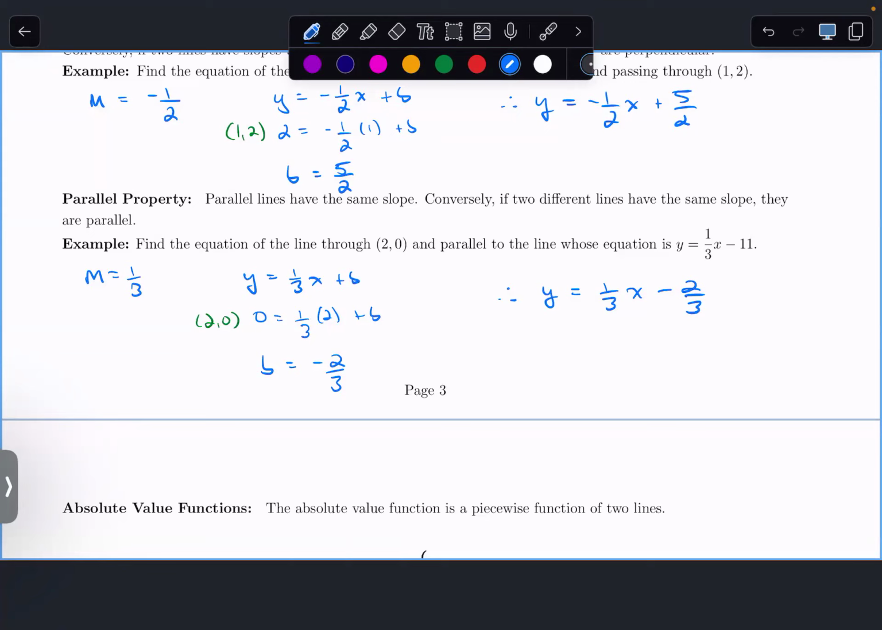But we've got absolute value functions to tend to. Any questions though before we keep going?